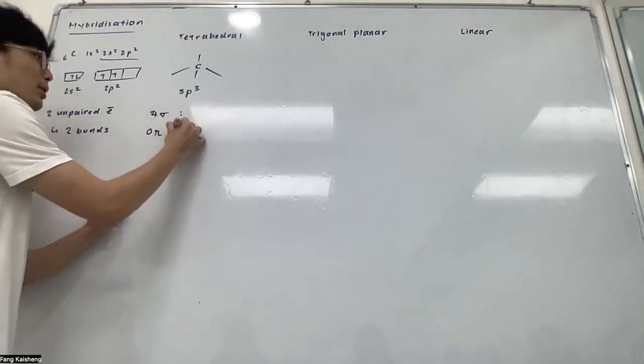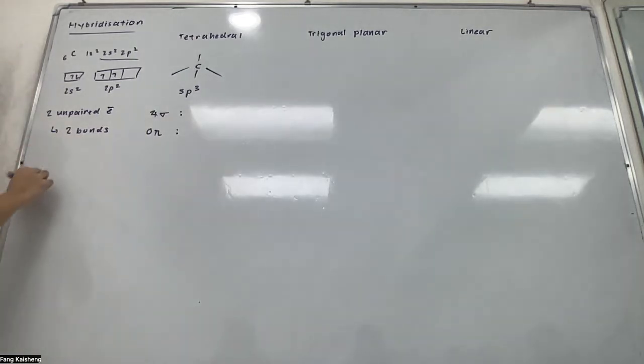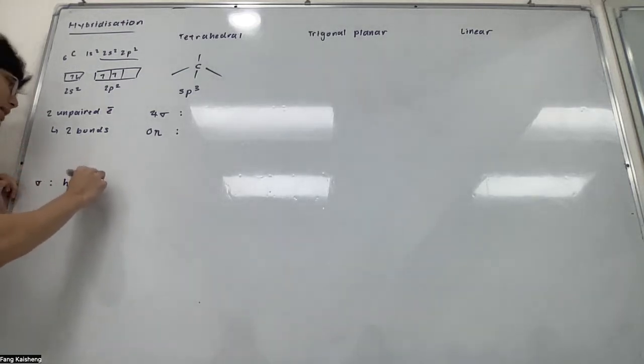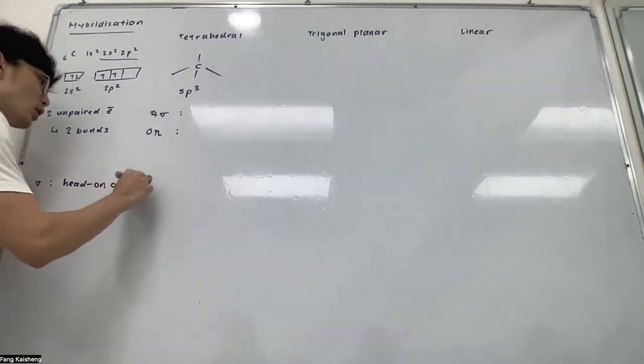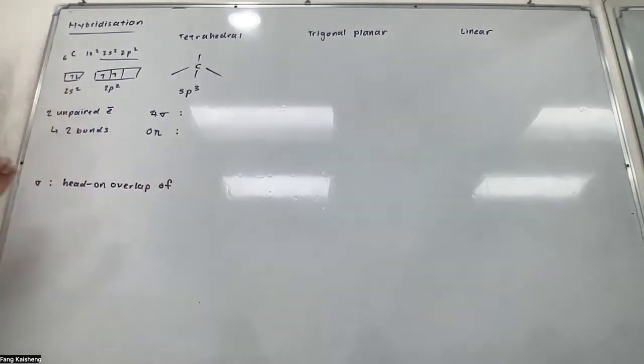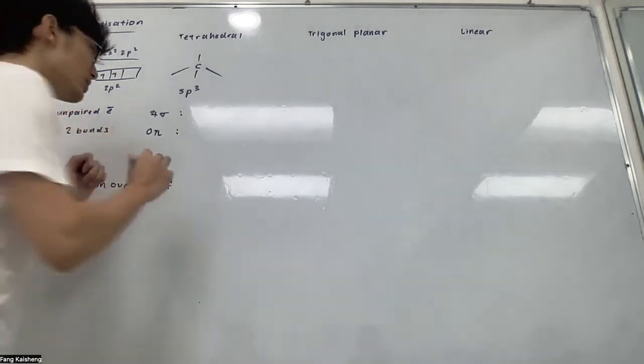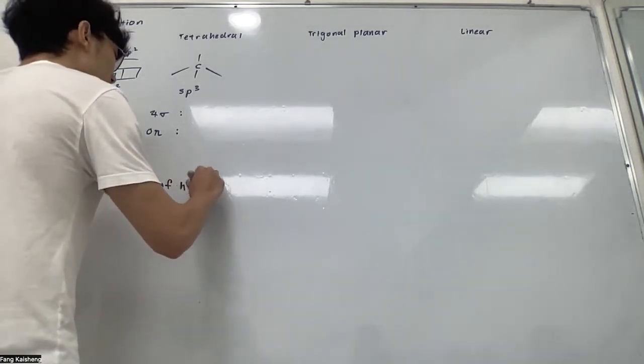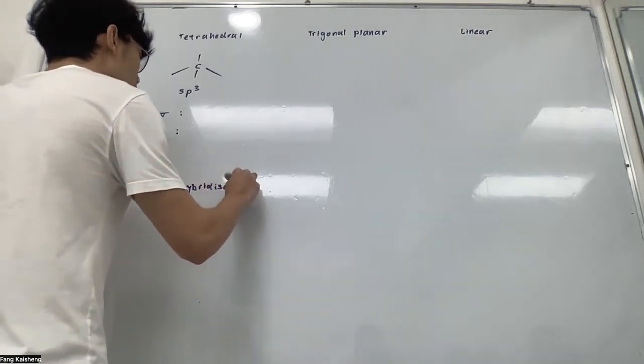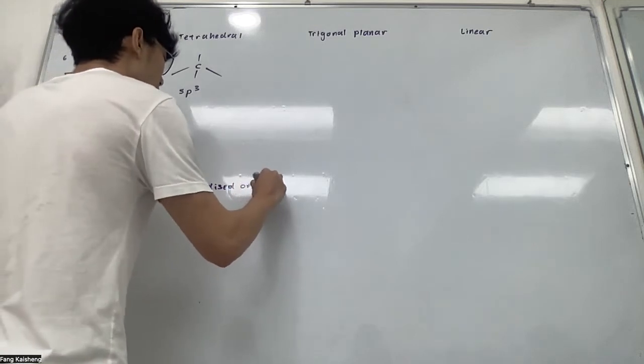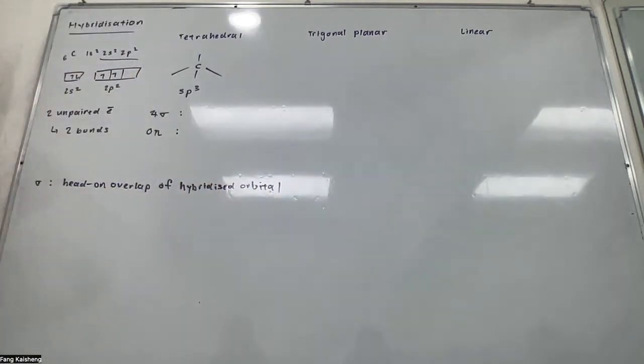If you have 4 sigma bonds, let's recap a few important concepts. How do you form a sigma bond in general? How do the orbitals overlap? Head-on. So that's number 1. You need to remember this. Sigma bonds are formed via the head-on overlap of what kind of orbitals? Is it the hybridized orbitals that overlap head-on, or the unhybridized orbitals? Good. It is the hybridized orbitals that undergo head-on overlap to form a sigma bond.